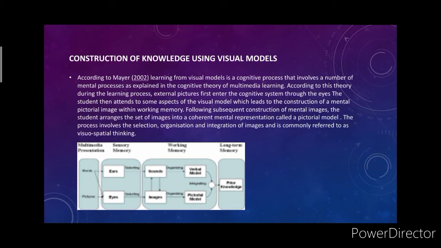According to this theory, during the learning process, external pictures first enter the cognitive system through the eyes. The student then attends to some aspects of the visual model, which leads to the construction of mental pictorial images in working memory. Following subsequent construction of mental images, the student arranges the set of images into a coherent mental representation called a pictorial model. The process involves the selection, organization, and integration of images and is commonly referred to as visual-spatial thinking.